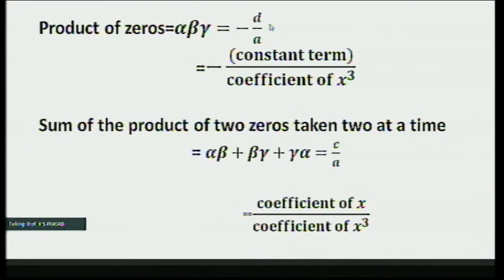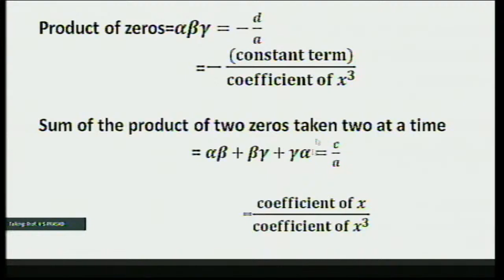In the given polynomial, the constant term is d and the coefficient of x cube is a. Minus extra comes in this case. In the earlier case this minus was not there, but here we get minus the constant term divided by the coefficient of x cube. And one more relation, because we have 3 numbers, not only sum, not only product, we have one more possibility: the sum of the product of the 2 roots taken 2 at a time, that is alpha beta plus beta gamma plus gamma alpha. That relation is also possible.